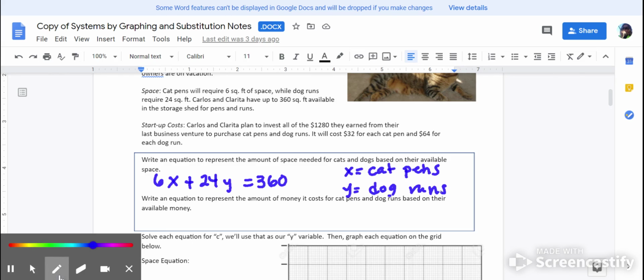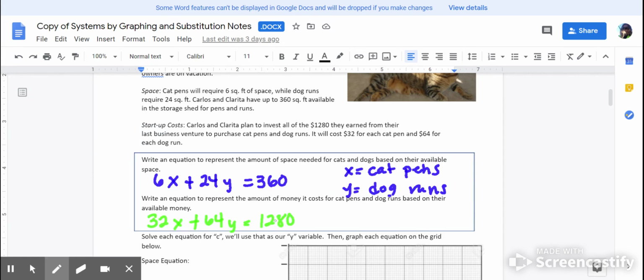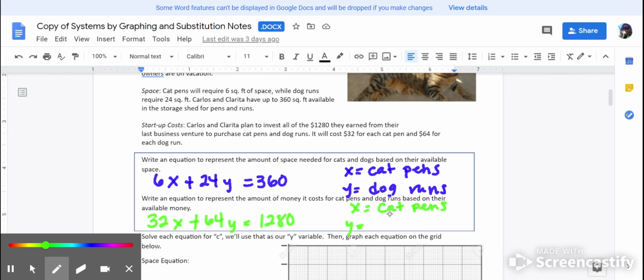So if we're going to create another equation, this time it's going to be for the cost of these items. So the cat pens will be $32 each, while the dog runs cost $64 each. And I have $1,280 total to spend. And again, you want to identify what your variables represent. In this problem, it's okay that you don't write it again because it's the exact same representation as you had in your first equation. But always get in the habit of identifying these two things.